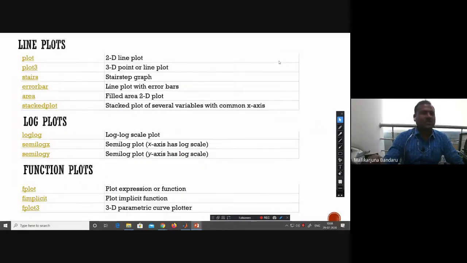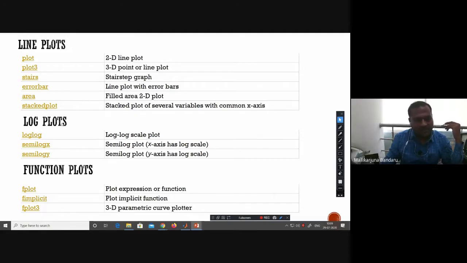Let us go to the line plots. What are the various syntaxes to draw 2D and 3D line plots? One is plot, and 3D means plot3, then errorbar. That means suppose you found a numerical solution of a certain function, but you know the exact one, so what is the error you are getting. Using this, we can easily compare the error at each point. We can easily visualize it to define how much accuracy we are getting.